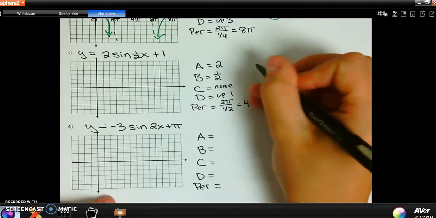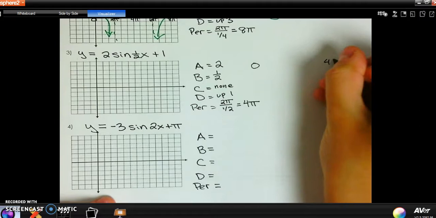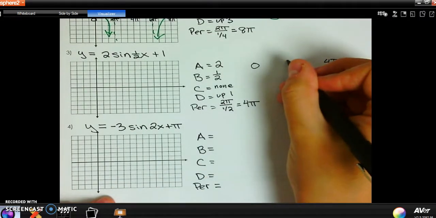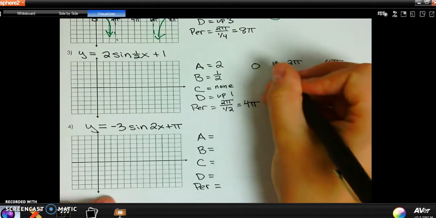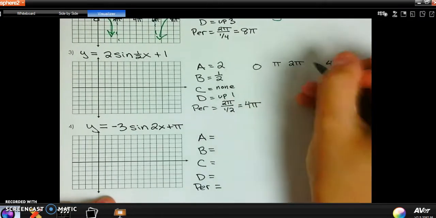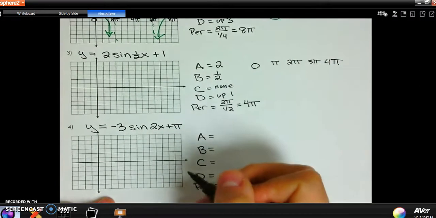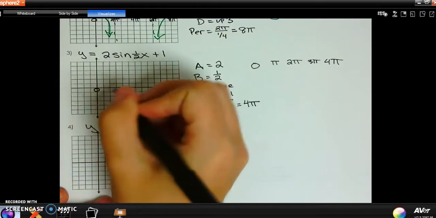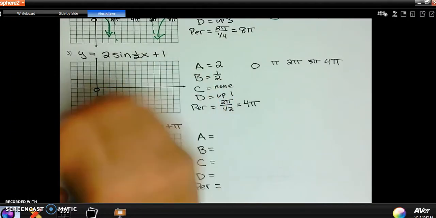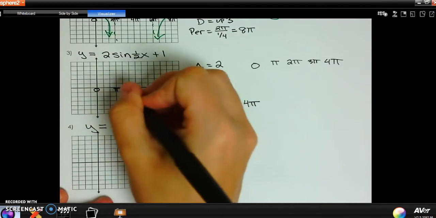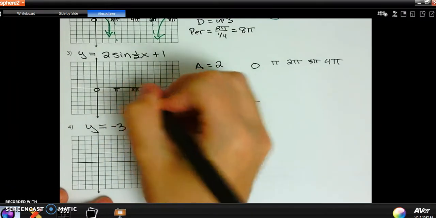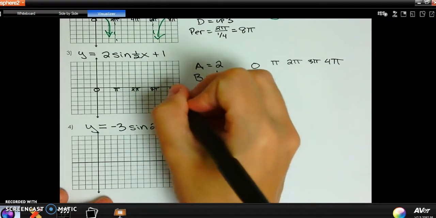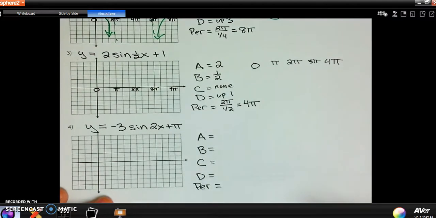So now my key values have to occur from 0 to 4 pi. Then I just cut that in half for the third one, so that gives you 2 pi, half of that is pi. So this one's nice and easy because it's pi, 2 pi, 3 pi, and 4 pi as your 5 key values. Since there's no horizontal shift, I can just put those on my x-axis. So I'll say 0, pi, 2 pi, 3 pi, and 4 pi. So those are my key values.